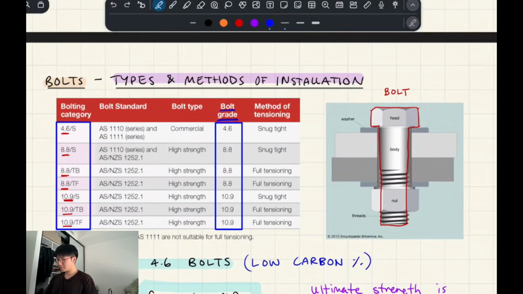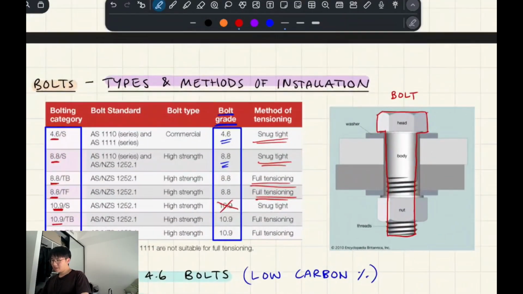Okay, so where do I start? We've got the bolt grade. These are pretty common numbers, 4.6, 8.8. In this course, we won't do high strength bolts. We won't do 10.9. The other thing to keep in mind is the method of tensioning. There's snug tight and fully tensioned bolts. Snug tight, there's some kind of definition in AS 4100, but it's just as tight as a human can get it with a hand tool, like a wrench or something like that, right?